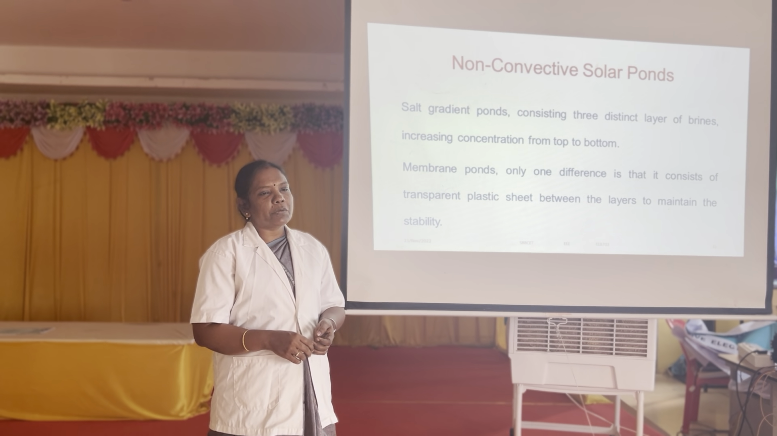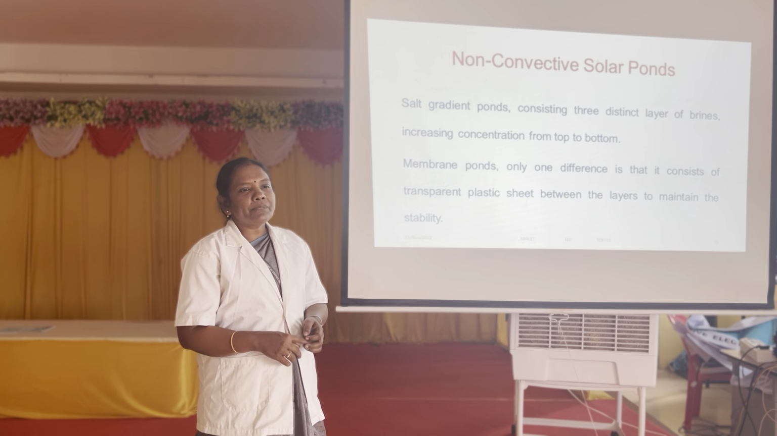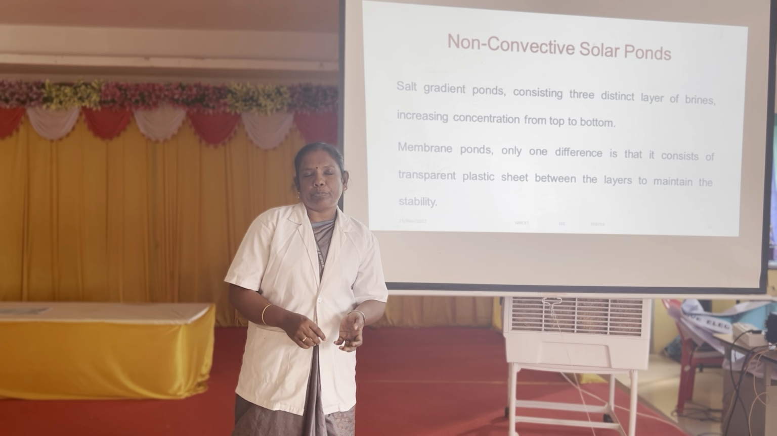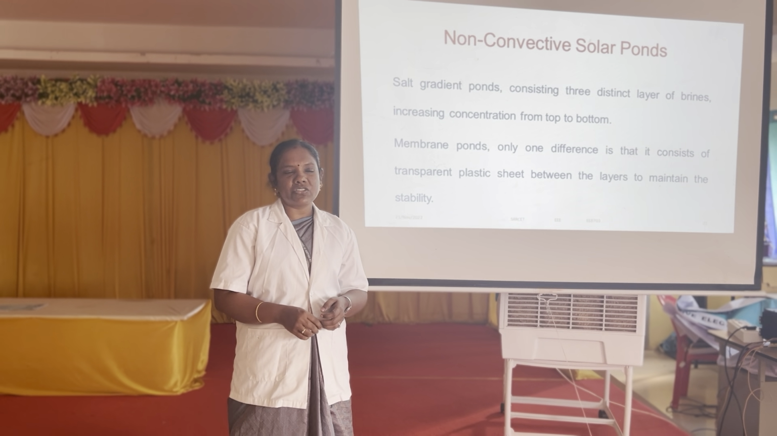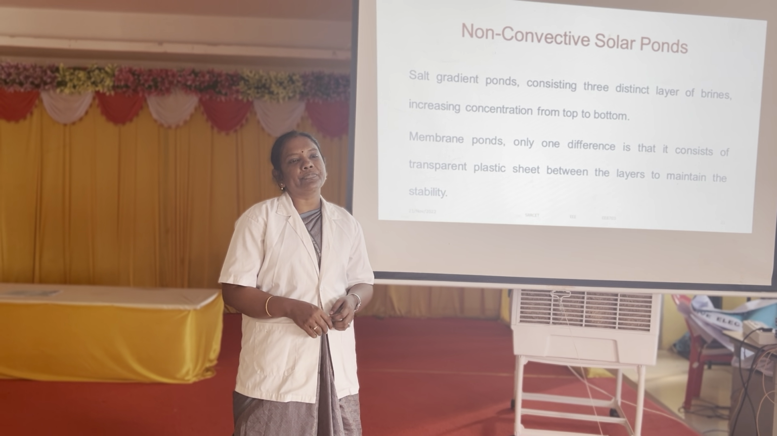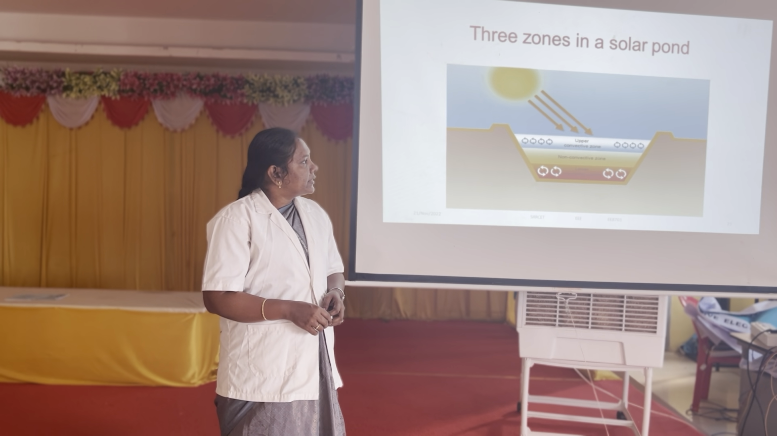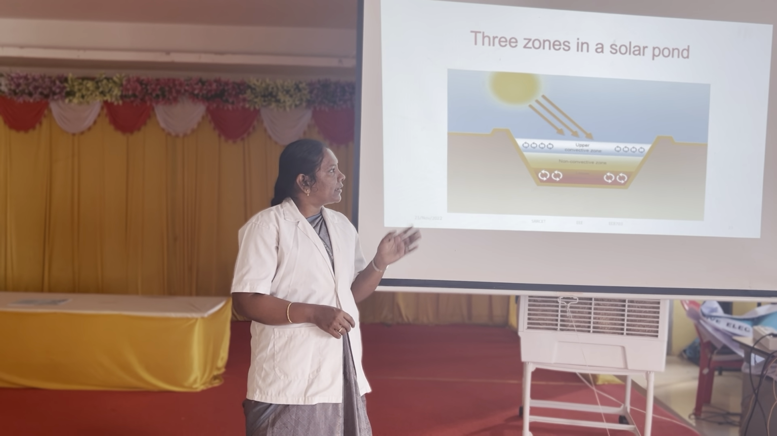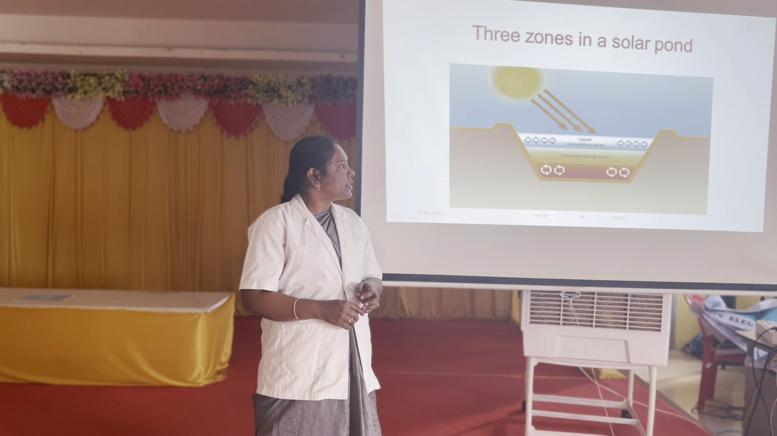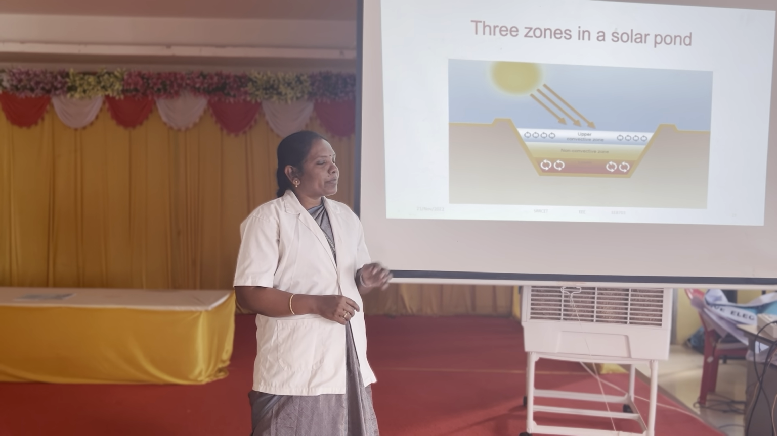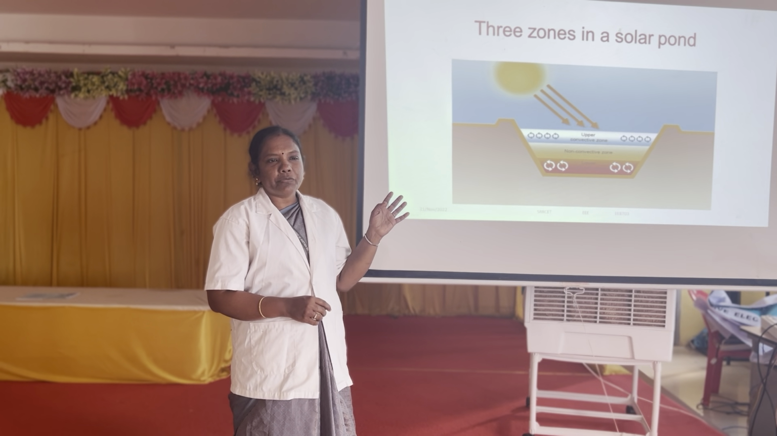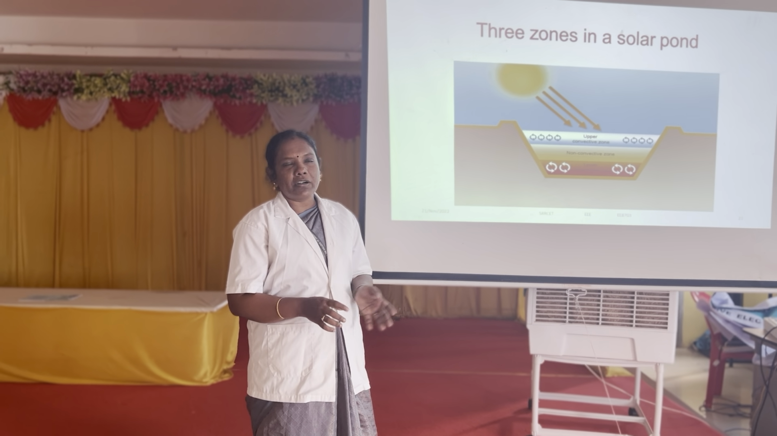In non-convective solar pond, there are 3 layers we are using. Here we add salt to maintain the heat received from the solar energy. This is a pictorial representation of a solar pond. The upper layer is upper convective zone, middle one is non-convective zone, last one is lower convective zone. 3 layers are separated by thin films of plastic layer. It is a human-made solar pond, so we are using a plastic bag as a pond.